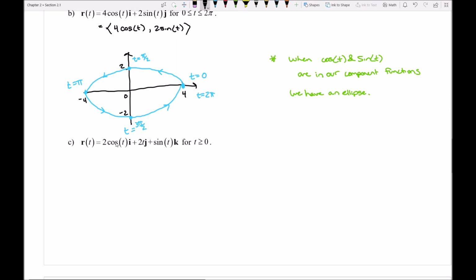Notice right off the bat, here I'm in the world of 3D. I have 3 components here. If I rewrote this in vector notation, I would have 2 cosine of t, I would have 2t, and then I would have sine of t. So this picture is going to be in 3D, but I'll notice again that if I was to only look at the x direction and the z direction, what sort of shapes should I see? And again, we could say, oh, I see circles, right? Or I see ovals, right? Something like that. In here, it looks like it would be an oval, probably stretched more in the x direction than it is in the y, or sorry, in the z direction.